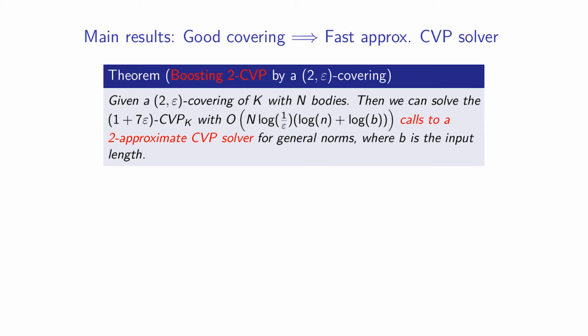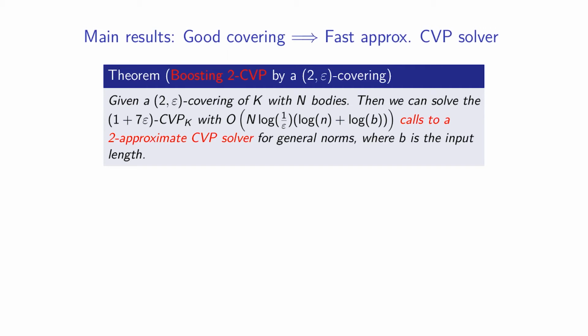Now, our second result is that if you have a good 2 epsilon covering, then you get a fast approximate CVP solver. So here's the statement. Let's say you have a 2 epsilon covering of K, where K is the norm ball, with n bodies. Then you can solve CVP_K. Well, there's a little change in the error, but it doesn't matter much. In, very roughly, n log 1 over epsilon, using this many calls to a 2 approximate CVP solver.